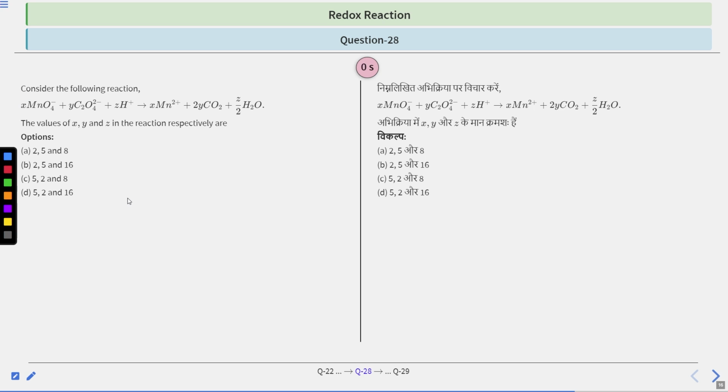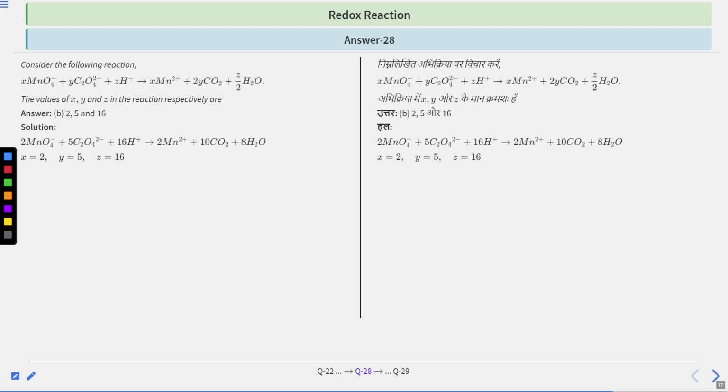Okay, so let's see. The correct answer is option B, that is 2, 5, and 16. So this is the reaction which we have balanced, that is 2 of MnO4 negative plus 5 of C2O4 2 negative plus 16 H positive will give us 2 Mn2 positive plus 10 CO2 plus 8 H2O, right? And as you can see, the X value is 2, the Y value is 5, and the Z value is 16. So 2, 5, and 16 is the correct answer, and thus option B is the correct one.